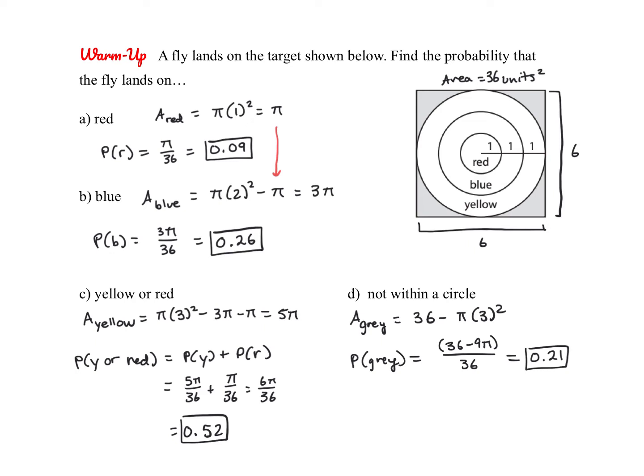And then the area not within the circle, or it is the gray area, so I did 36 minus the entire circle, which would just be a circle with a radius of 3. Now this entire thing is our area. I know it seems kind of weird, but the area is 36 minus 9 pi. So you do all of that divided by your total area to give you a probability of 0.21.